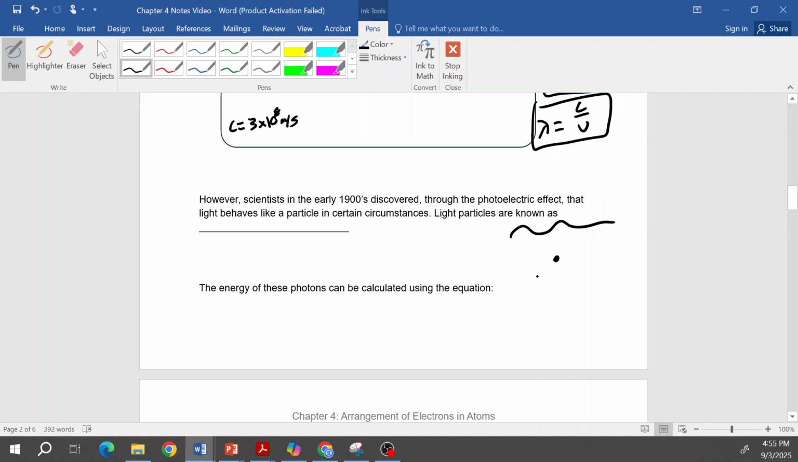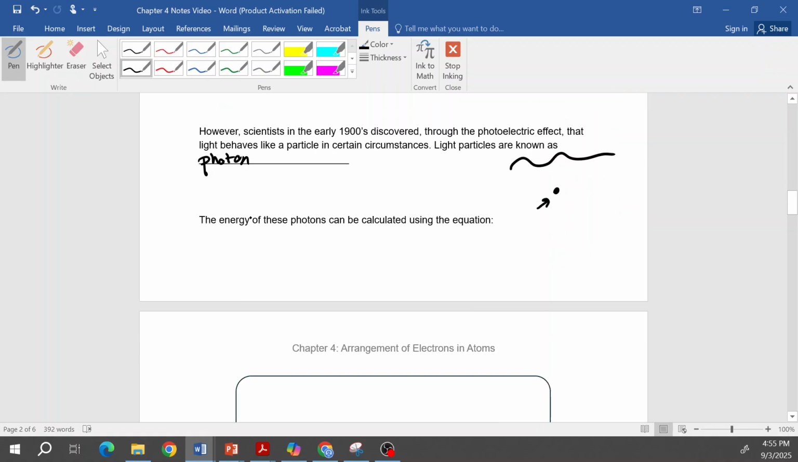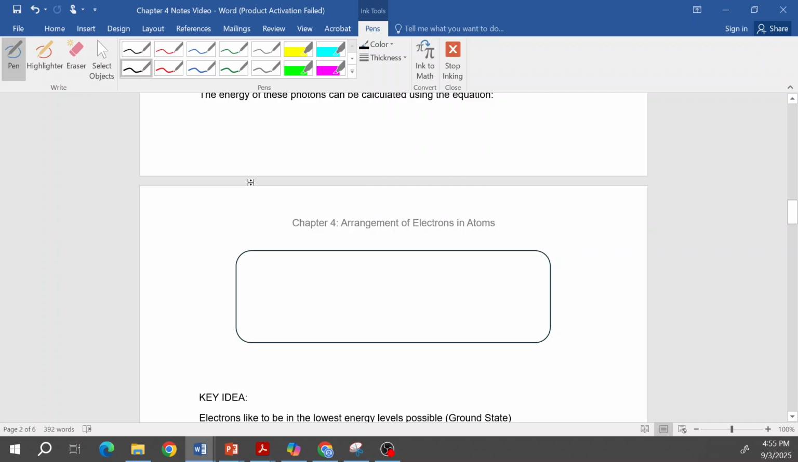And when it behaves like a particle, we call it a photon. Einstein did a lot of work with this where he described what photons are. And specifically, the energy of these photons can be calculated using the following equation. So here's your second big equation: E equals, and remember E is energy, is equal to h times v. Now this v we've seen before. This is just the frequency.